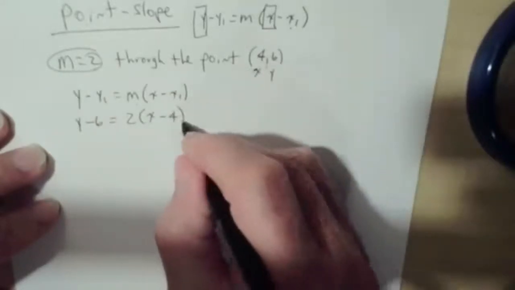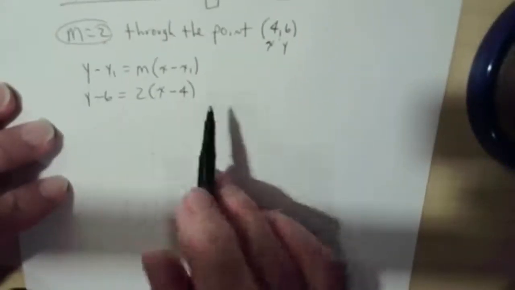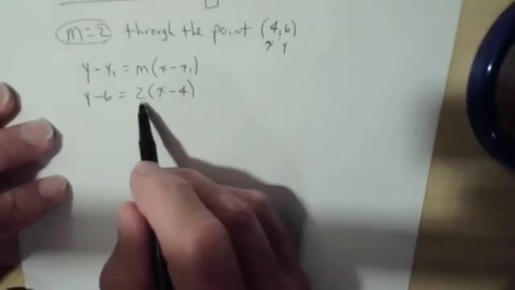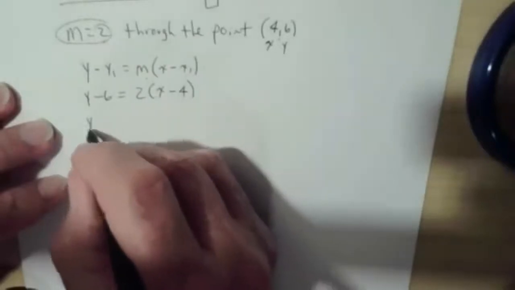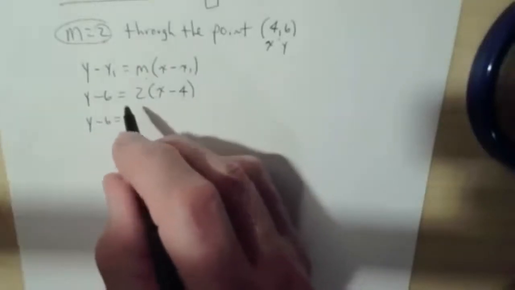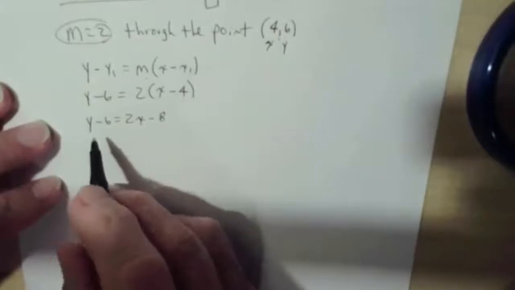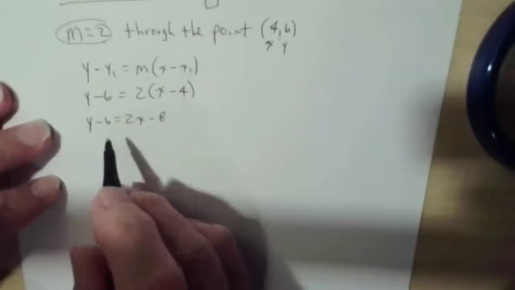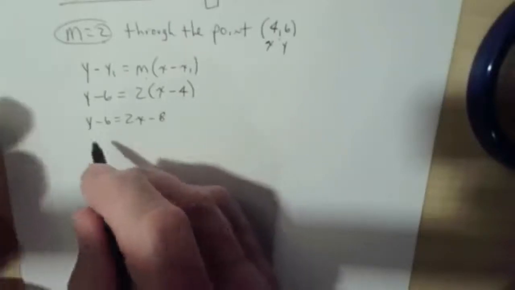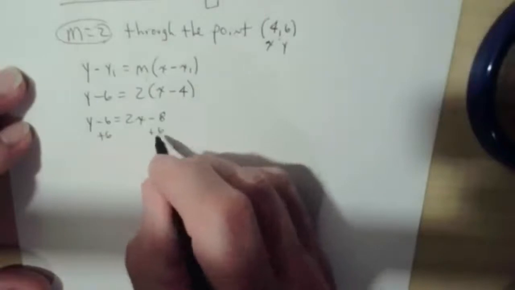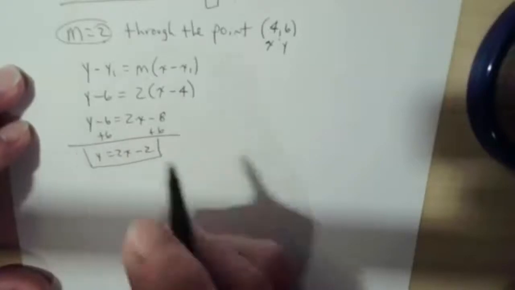Now there's basically only one thing we can do here. We could add 6 to both sides, but that kind of confuses things. So we're going to distribute the 2 over everything inside of the parentheses. So we get y minus 6 equals 2x minus 8. Now, we want to solve this equation for y, because we want to put this in slope-intercept form. So we're going to add 6 to each side, and we get y equals 2x minus 2. Right? Right.